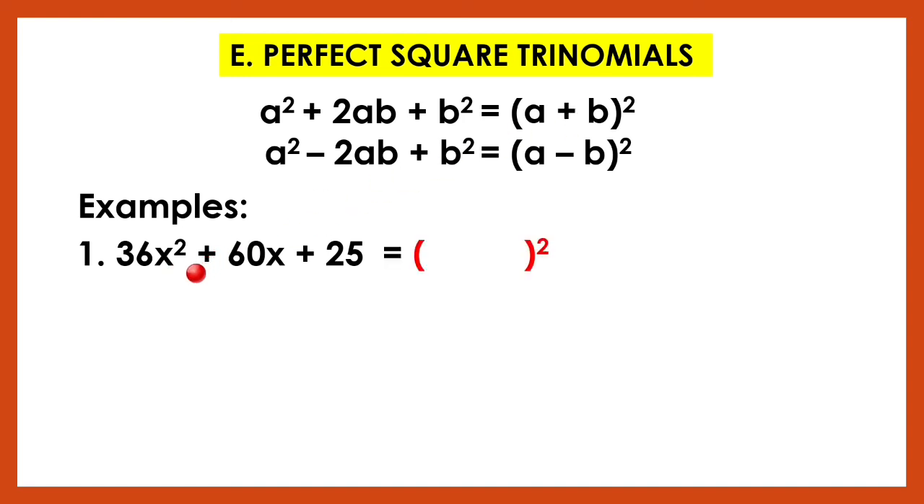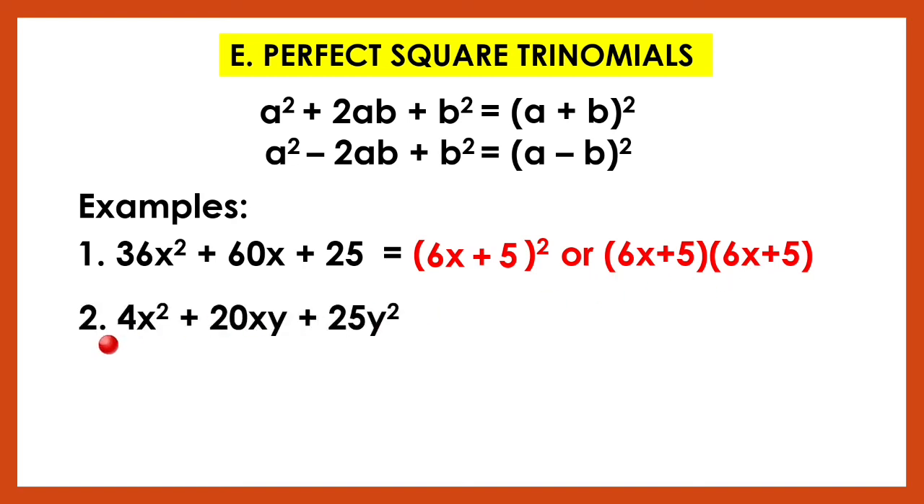So, since ang middle term natin is positive, ang magiging factor natin is sum. Okay, so what is the square root of 36x squared? That is 6x. Square root ng 25, that is 5. Therefore, the factors are the square of 6x plus 5, or kung isusulat natin, 6x plus 5 times 6x plus 5. Another example, 4x squared plus 20xy plus 25y squared.